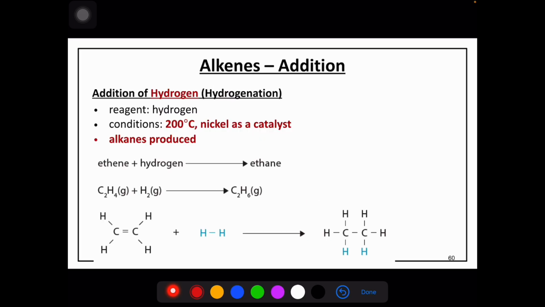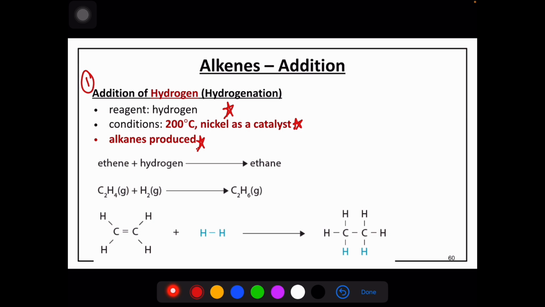One of the things you must know for alkene is that there is a total of 3 types of addition reactions that you must know. This is the first type, which is addition of hydrogen. You must know what chemical we are adding, what the condition is, and what is being formed. The condition here is a temperature of 200 degrees Celsius with nickel as a catalyst. Specifically, alkanes are being produced.